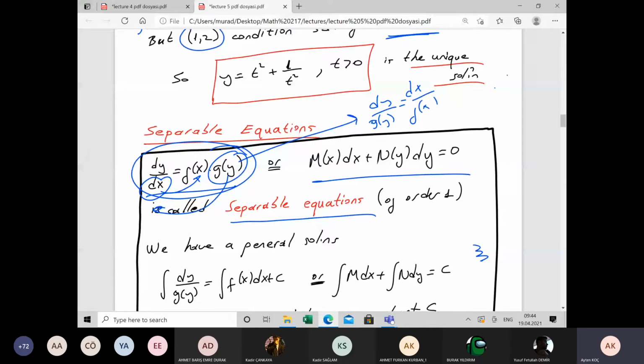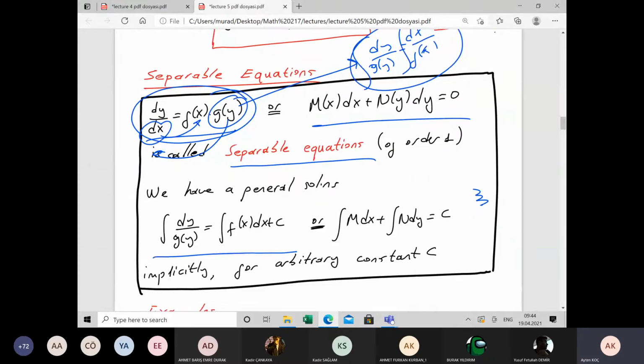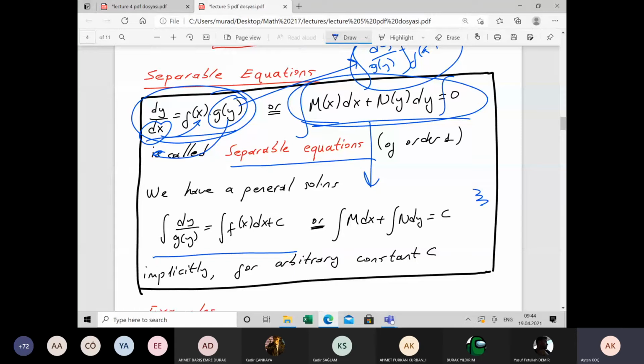So how to solve this equation? Integrating both sides, we obtain this one. Or if our equation is in the second form, integrating both sides, we obtain the sum of the two integrals is equal to the integral of 0, which is c, a constant. And this one gives the general solution. Here c is, of course, an arbitrary constant.